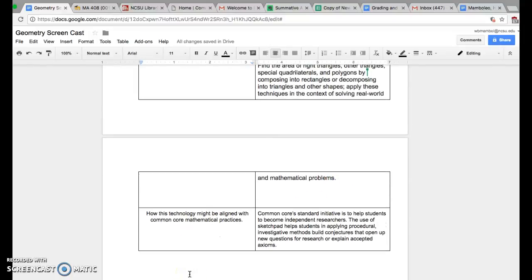Following that, I found that the use of technology aligns with Common Core mathematical practices in the sense that the Common Core standards inspire us to initiate students to become researchers in an independent way. So the use of Sketchpad really helps students in applying procedural investigative methods to build these conjectures that then will help in understanding proofs and axioms that are constantly used in the world of geometry.